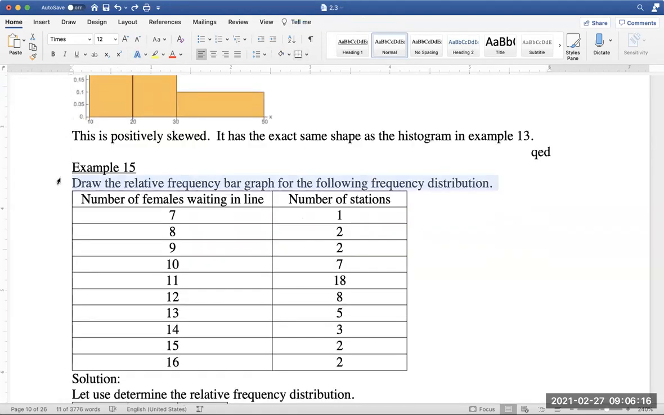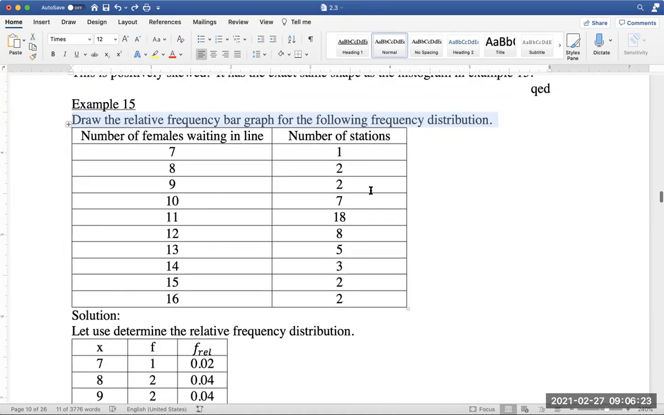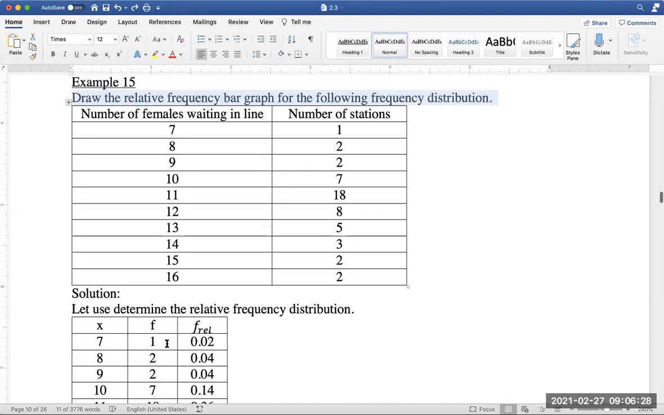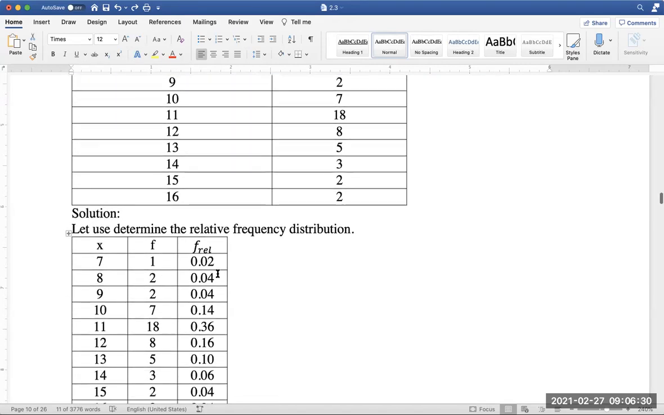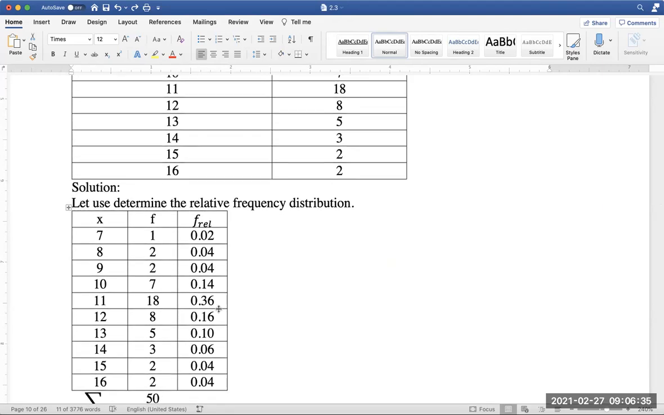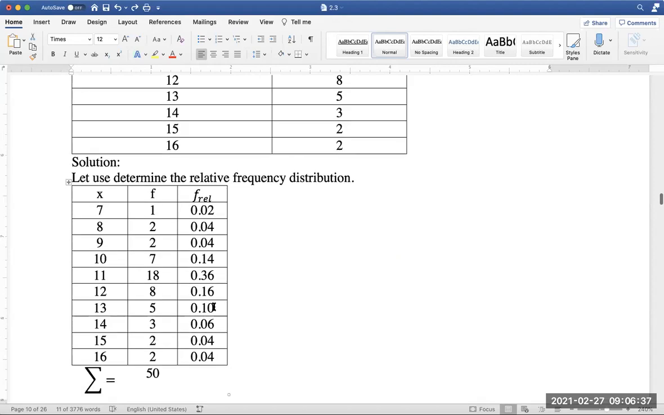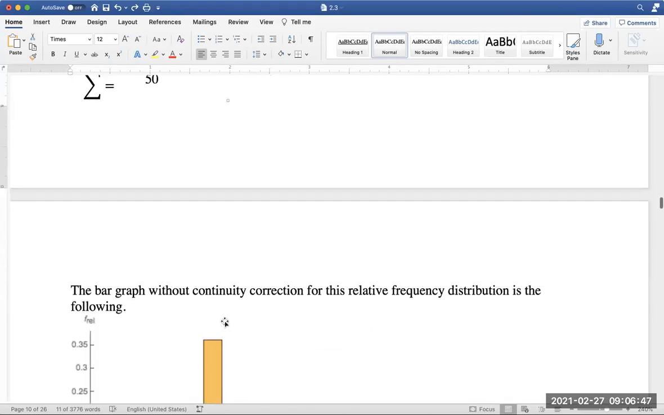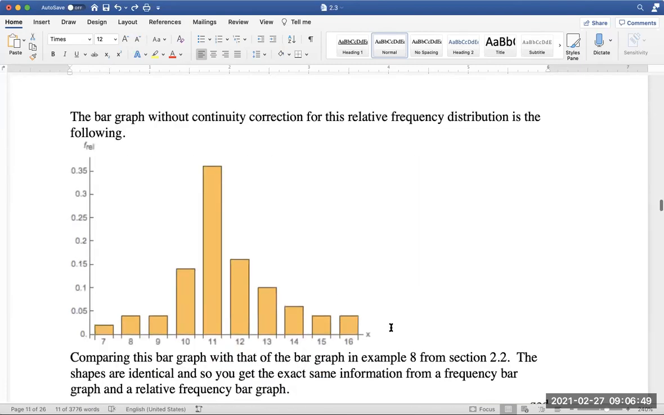Draw a relative frequency bar graph for the following frequency distribution. Let's add these all up, and I get 50. Let's divide each of these by 50: 1 divided by 50, 2 divided by 50, 7 divided by 50, 18 divided by 50, 8 divided by 50, 5 divided by 50, 3 divided by 50, and 2 divided by 50. And so these will be the heights. We'll draw this.